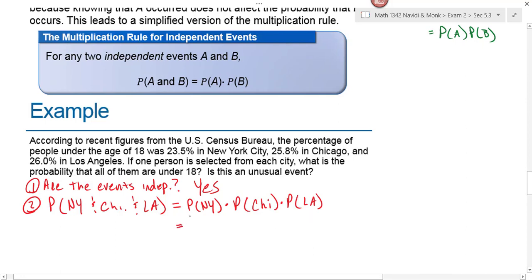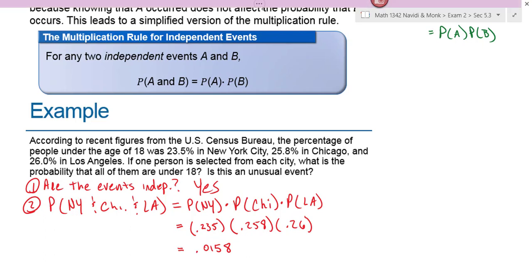I was told that 23.5% of New York City is under 18, so what's the probability that I randomly select someone from New York who's under 18? 0.235. And the probability that I randomly select someone from Chicago who's under 18? 0.258. And LA, I'll just write it 0.26. Get out your calculator and we multiply these numbers together and round this answer to 4 digits. What do we get?